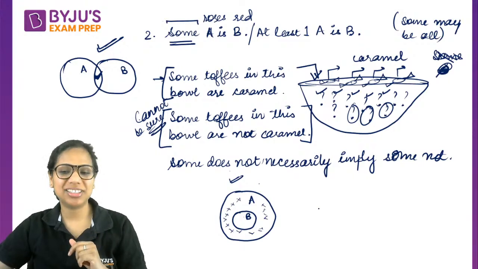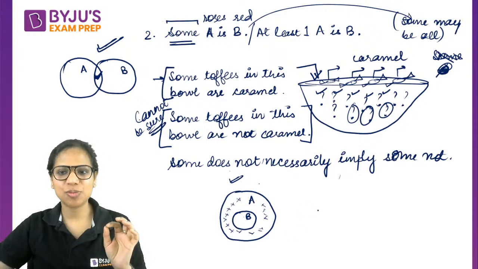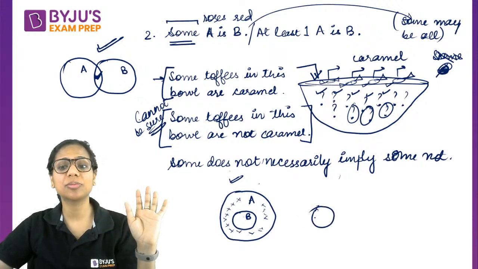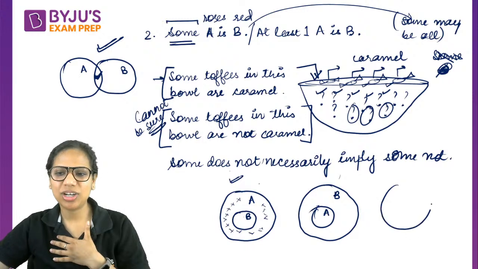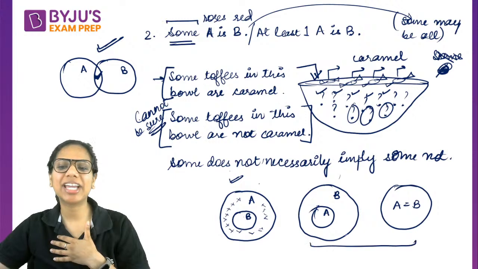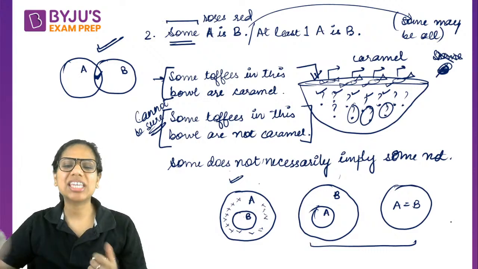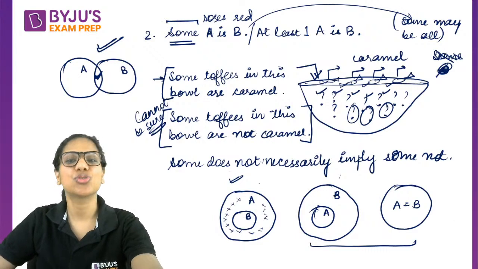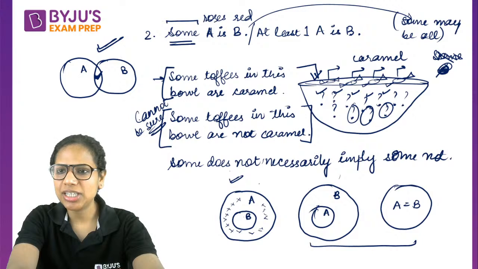Now the other possibility, I told you some may be all. That's a possibility, and here I am drawing all the possibilities. So all is a possibility, and all is again a possibility. So what have I done? I have made both diagrams of all here, because all is a possibility. So these are the 4 ways in which some A is B is true. I hope everybody has understood. Let me see if there are any queries.